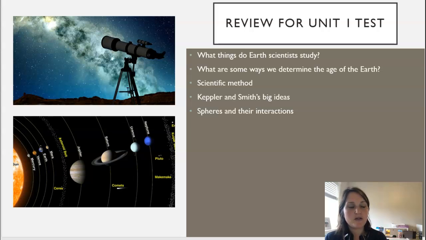What are the things that an earth scientist studies as compared to other fields of scientists, how we determine the age of the Earth, how the scientific method works, what were Kepler and William Smith's big ideas, and how those Earth spheres and systems interact.